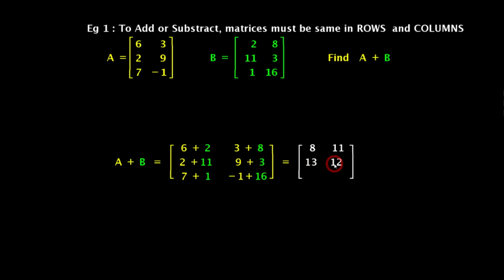Just look at the location and the position. 7 plus 1 is 8 here. Negative 1 and the 16, which is a positive 15 or a 15 over here. It's very simple to add it and it's very simple to subtract it. If it was subtraction, we would have subtracted the same values from the same location. So it would have been 6 minus 2, 2 minus 11 and all this.